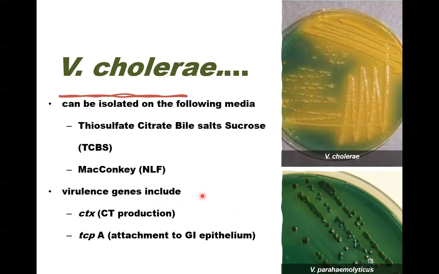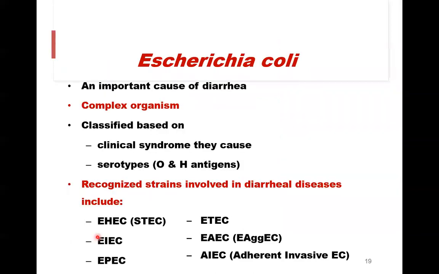The virulence genes associated with Vibrio cholerae make them pathogenic. These genes are the CTX, which mediates the cholera toxin production in the organism, and the TCPA, which mediates the attachment proteins to the enterocytes. Okay, so these are virulence genes that are associated with pathogenic strains of Vibrio cholerae.